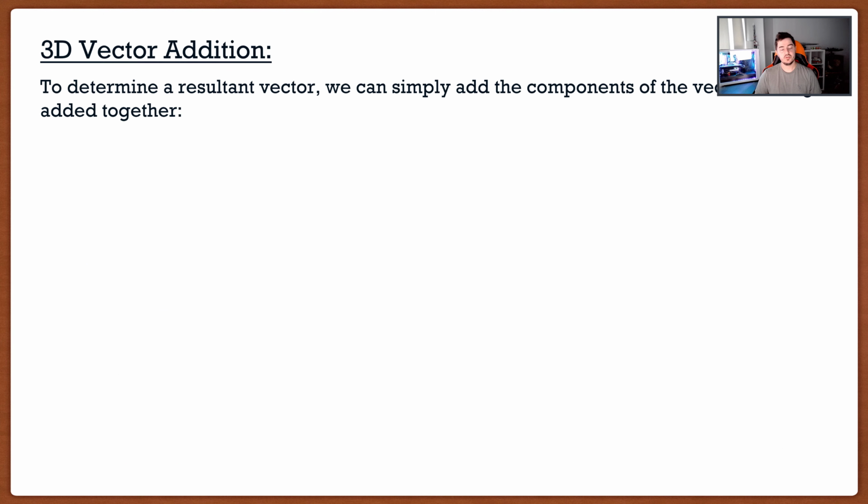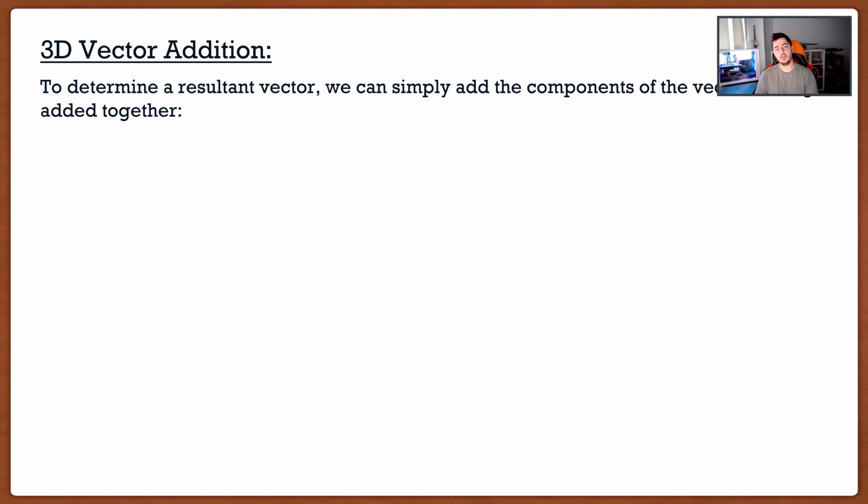So now that we know the components of a 3D vector, as well as the formulas for the unit vector, magnitude, and coordinate direction angles, the last thing that these questions really ask us to do is just add the vectors together. They'll give us maybe 3 vectors, and they'll say, you know what, I want that resultant vector.